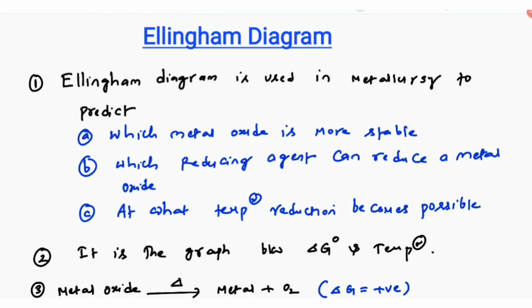Metallurgy feels random until you learn the Ellingham diagram. Most students skip this graph, then lose easy JEE marks.